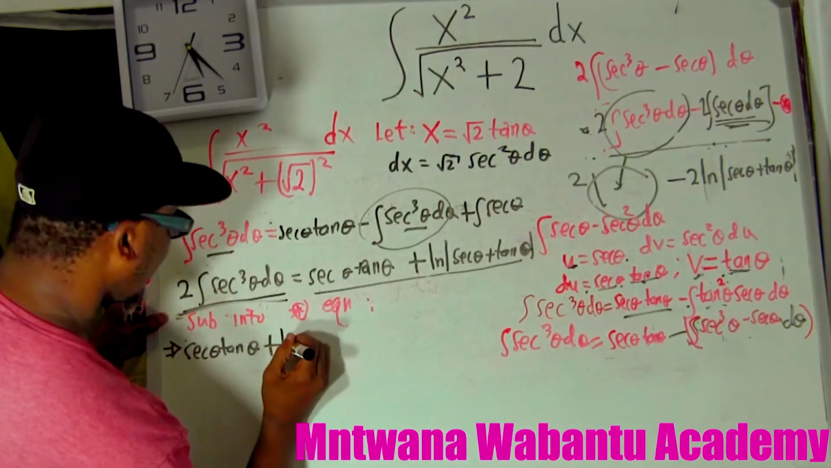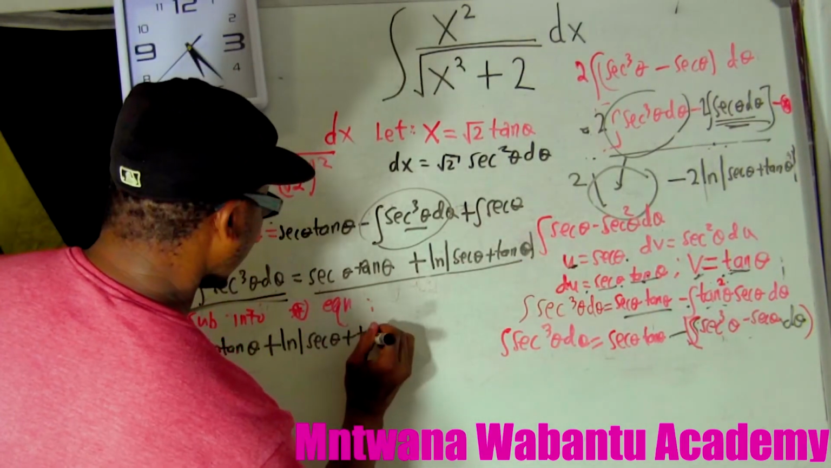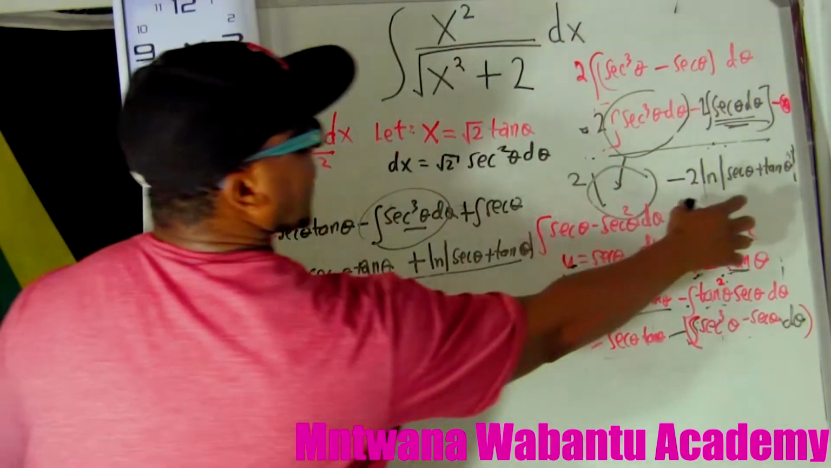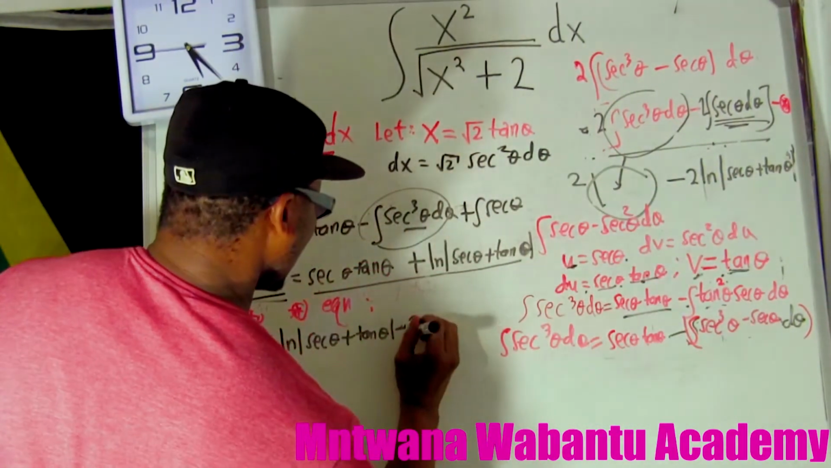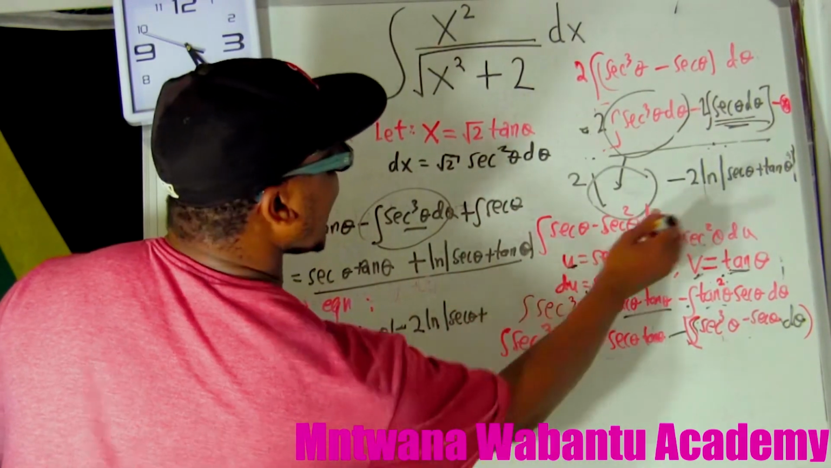what? Ln sec plus tan, and then minus this one, 2 whatever, minus what? 2 ln sec plus tan theta.